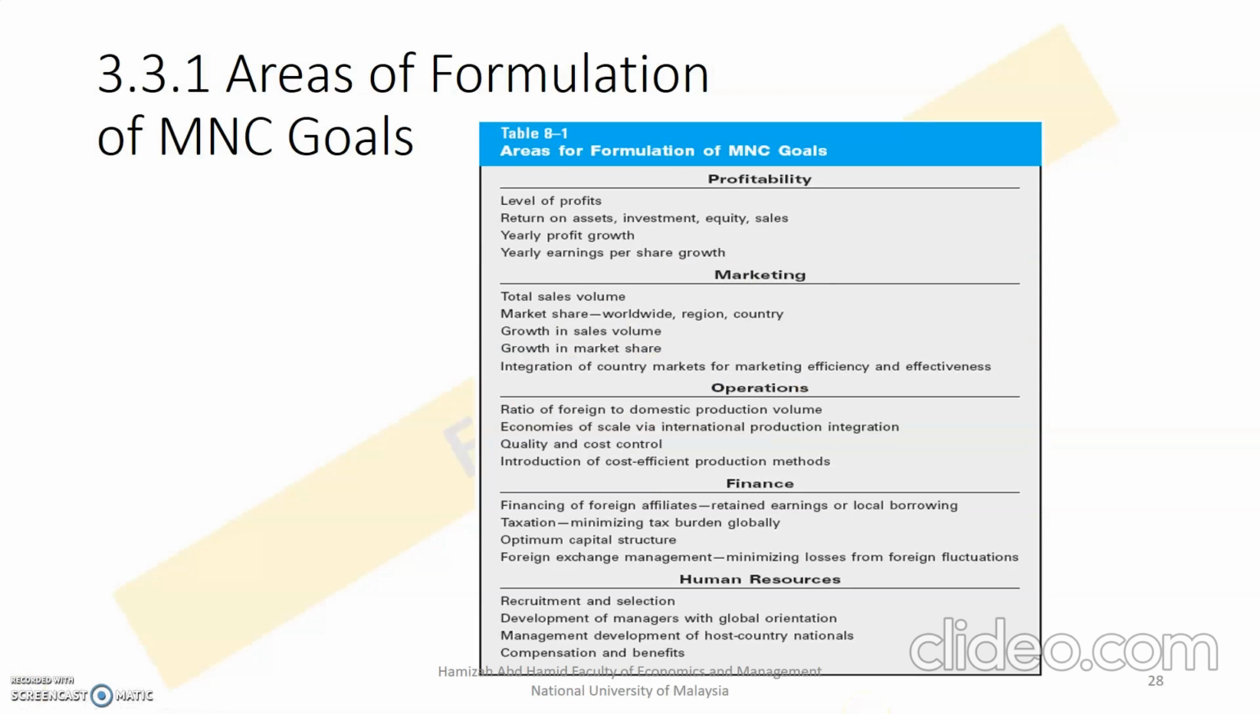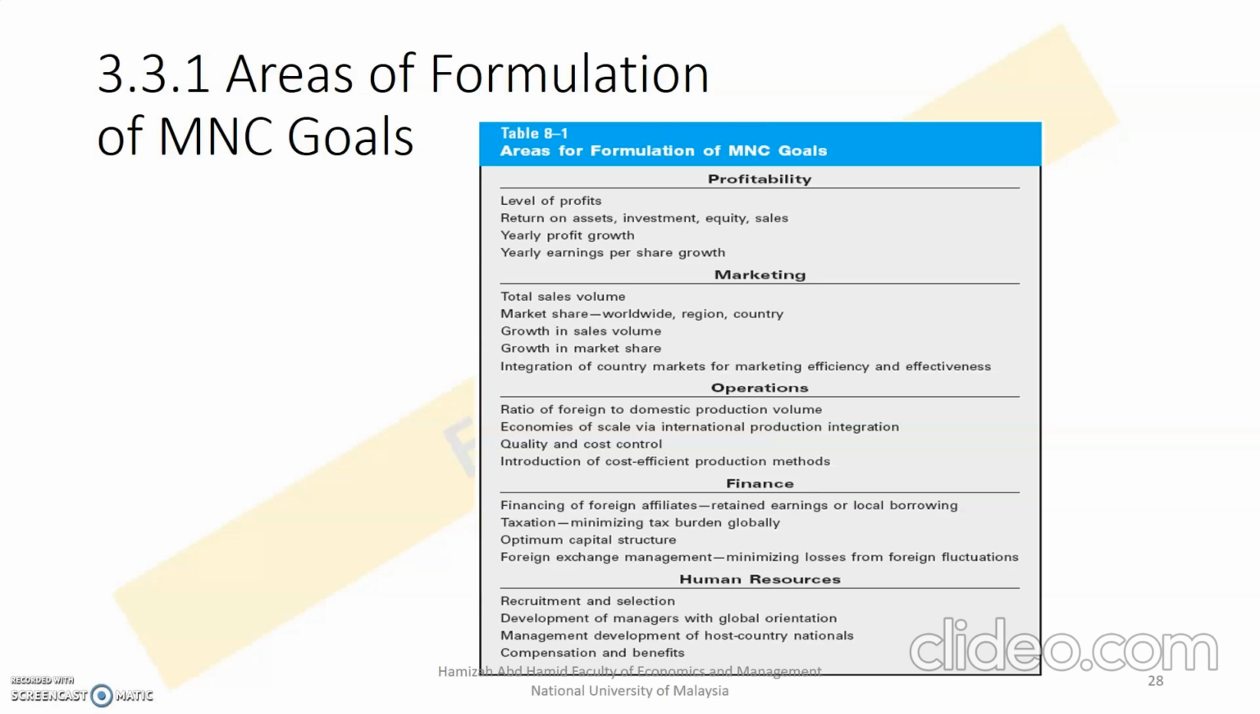We have talked about stages in strategy implementation earlier. Strategy implementation means those specific goals are to be implemented through these various departments or aspects. Goals can be in terms of profitability, in terms of level of profits, return on assets, investment, equity, and so on, or in terms of yearly profit growth, or earnings per share growth.